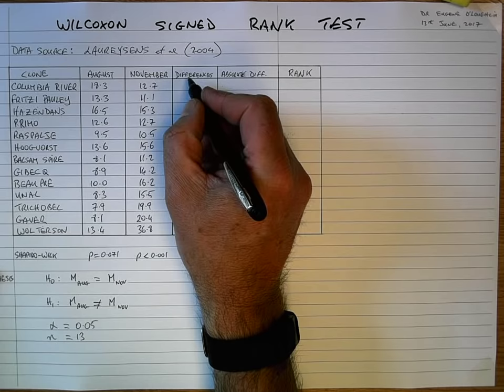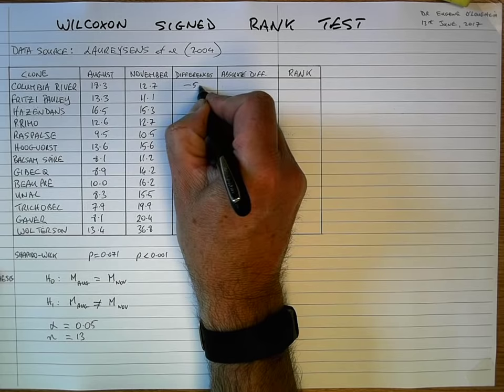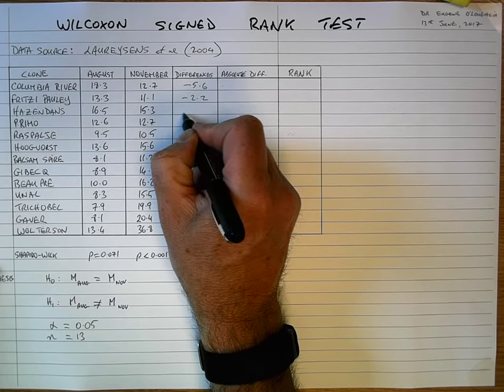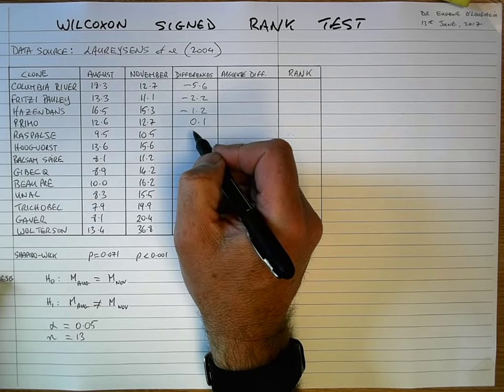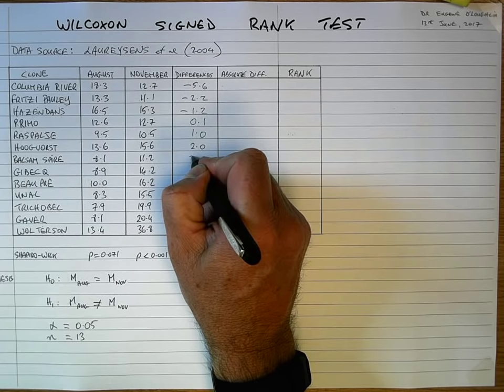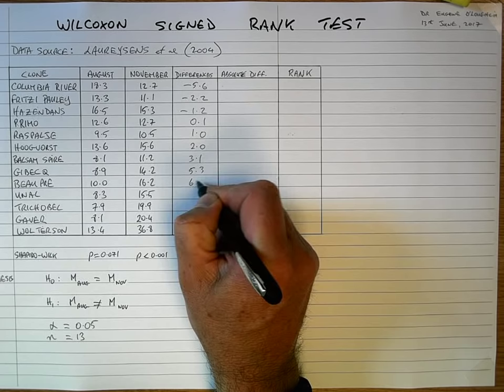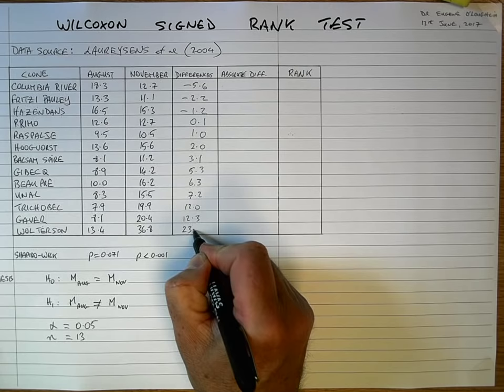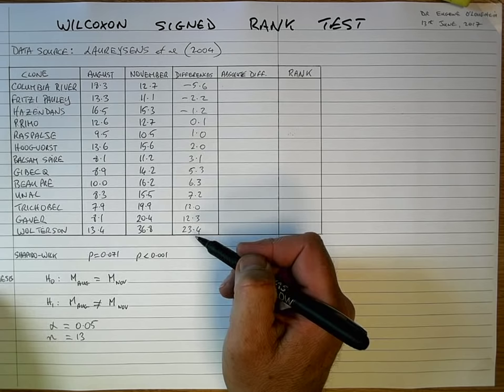So 12.7 minus 18.3 is equal to minus 5.6. 11.1 minus 13.3 is minus 2.2, and 15.3 minus 16.5 is minus 1.2. And then the next one, I get my first positive value, a difference of 0.1, and then the next one is a difference of 1.0, 2.0, and I'm just going to fill this out. I've previously calculated these values, the differences between the November and the August data. 7.2, 12.0, and we've got some very big differences near the end, particularly the last value, 23.4, a huge difference, again emphasizing the abnormality of some of the data here.